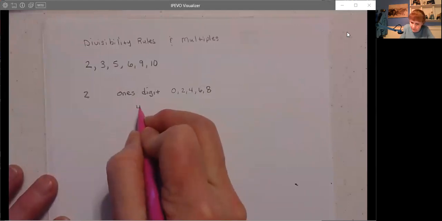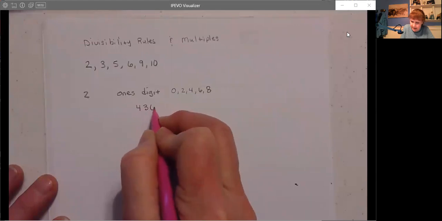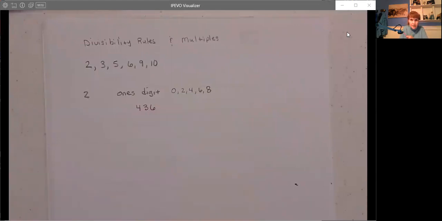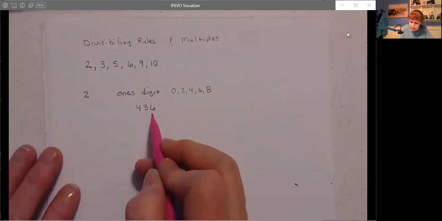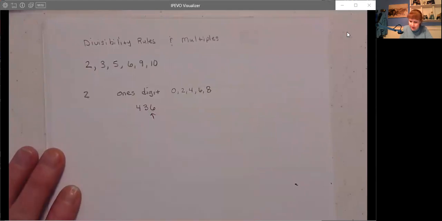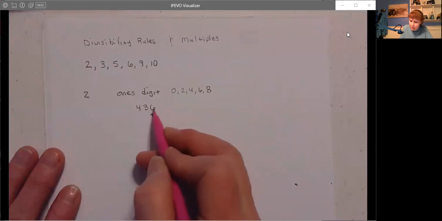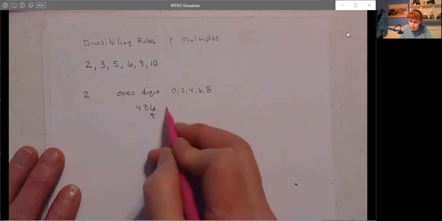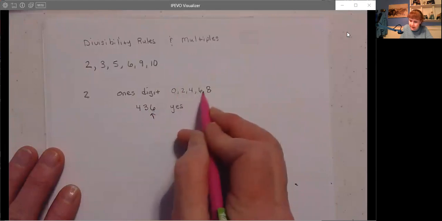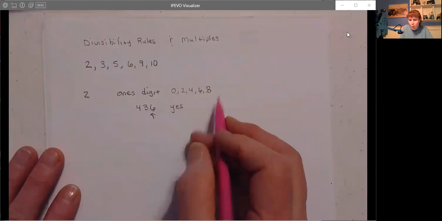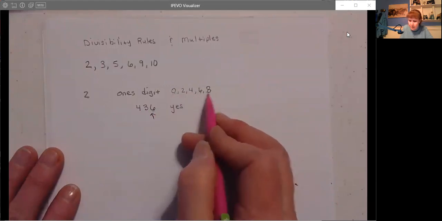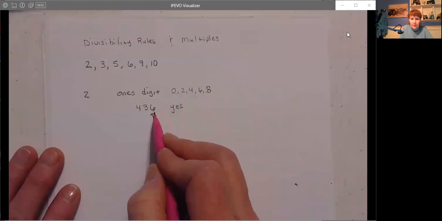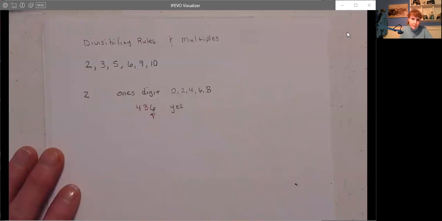If we have 436, all right, would 2 go into that? Well, you look at the ones digit, which is right here. That's that first digit there. And here, the ones digit is 6, all right? So the answer would be yes, because it ends in one of these numbers here. When you end in one of these numbers, we say that this number is even. So any even number is divisible by 2 with no remainder. It would go into it evenly.